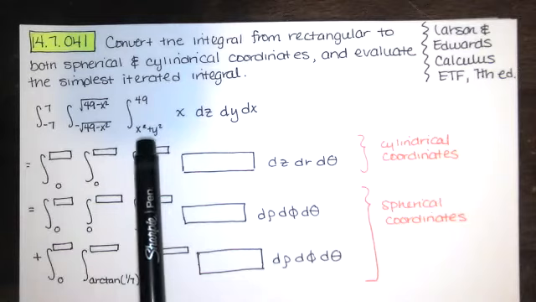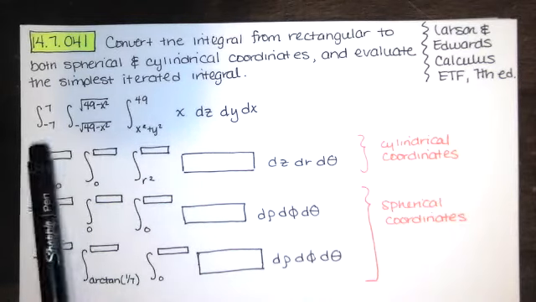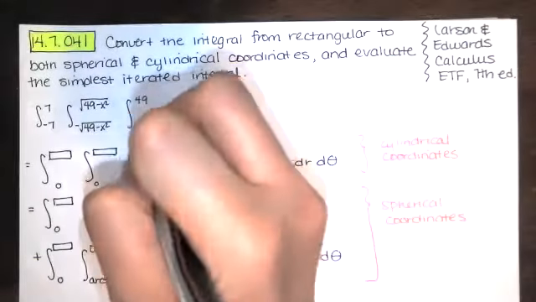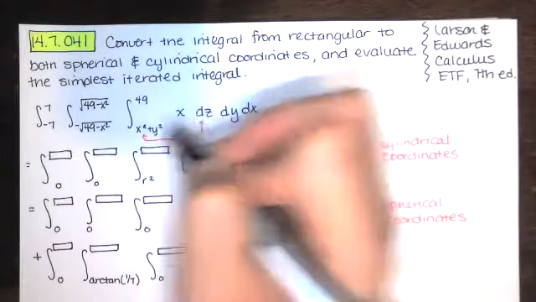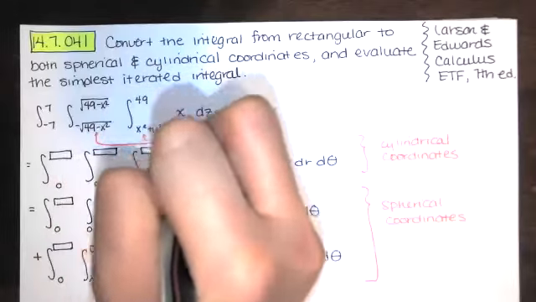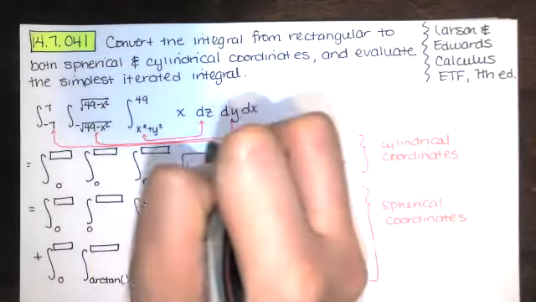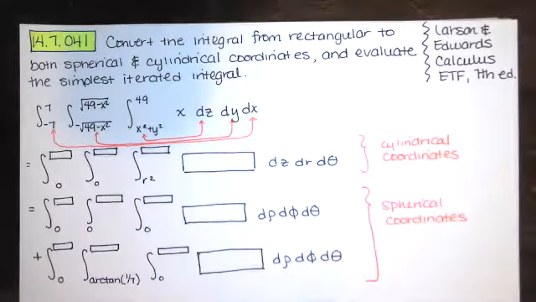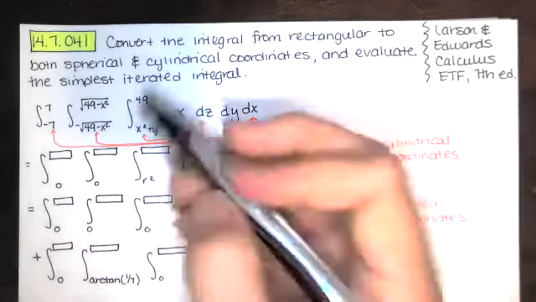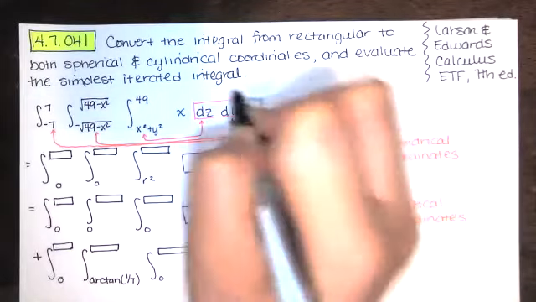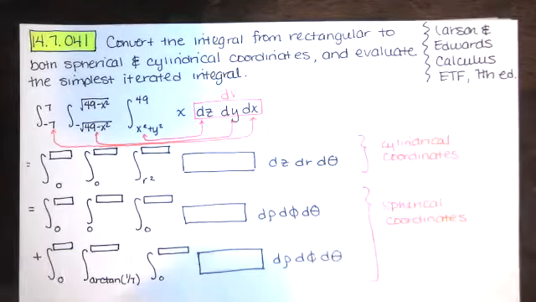They give us bounds for z, bounds for y, and bounds for x. Remember how that works. The innermost bounds go with the innermost variable. That second set of bounds goes with the next variable, and that third set goes with the last variable. This is our integrand, and this is dv in rectangular coordinates.